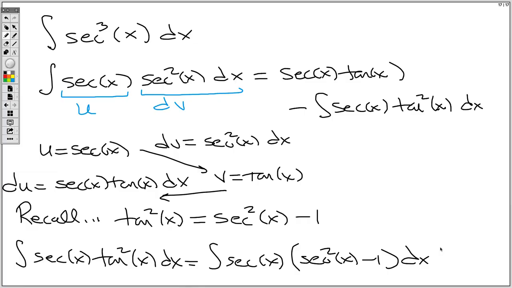Why would I do such a thing? Because now I've got secant x times secant squared. That's going to get me back to my secant cubed integral. So let's put all this together on the next slide. Before I do that, though, is everyone following the parts and the identity there?